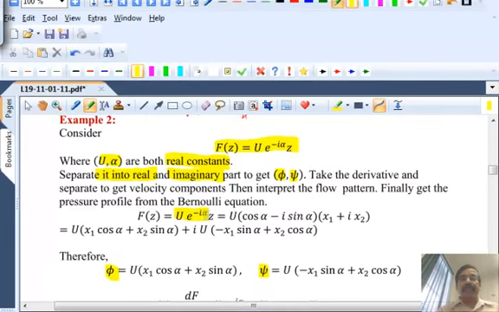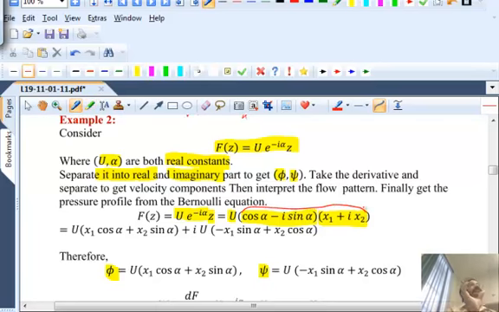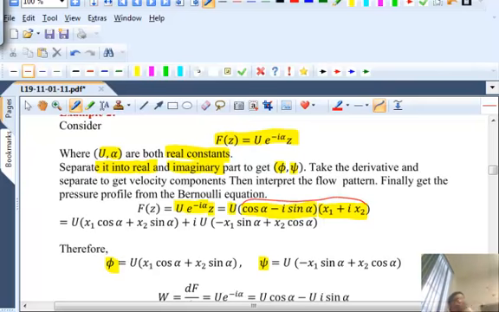So u e to the power minus i alpha z is u times cos alpha minus i sin alpha. Again, these formulas you don't have to remember. I put them in the formula sheet for complex variables, the relationship for e to the power i alpha. Of course, z is equal to x1 plus i x2. So we now have a complex product of two complex expressions. You need to take the product and separate it into real and imaginary parts.